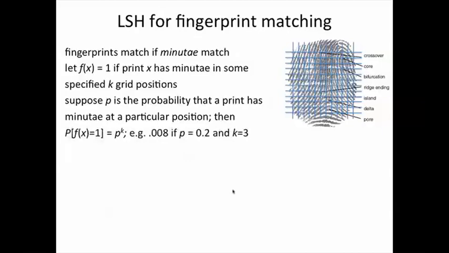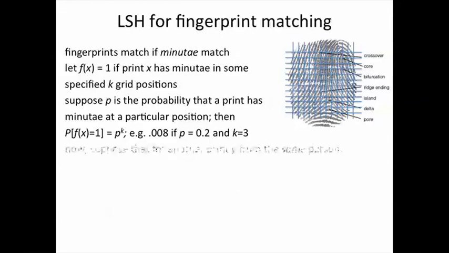Now, the probability that f of x is equal to 1, that is that the print x has minutiae in all k positions, is p raised to the power k. So if the probability that a particular cell has minutiae is 0.2, the probability that a set of 3 chosen cells all have minutiae is obviously 0.2 raised to the power 3, which is 0.008.